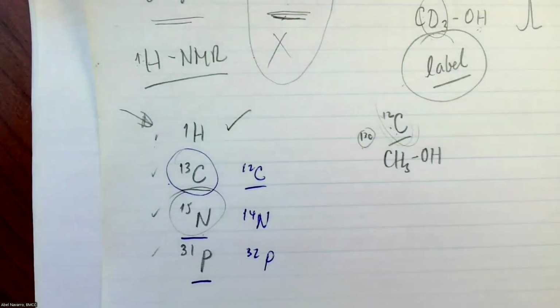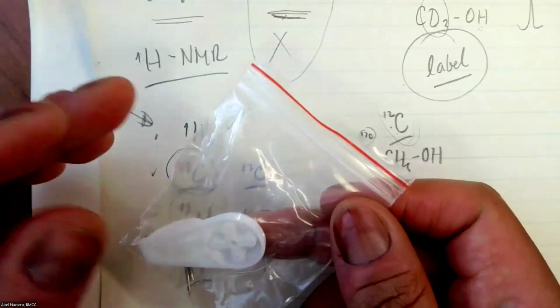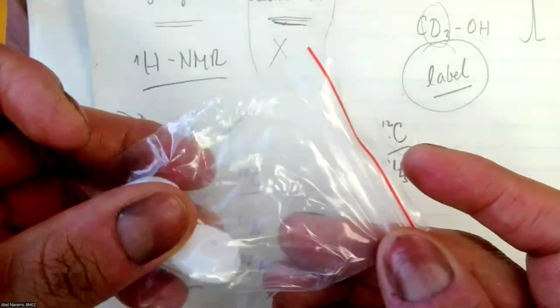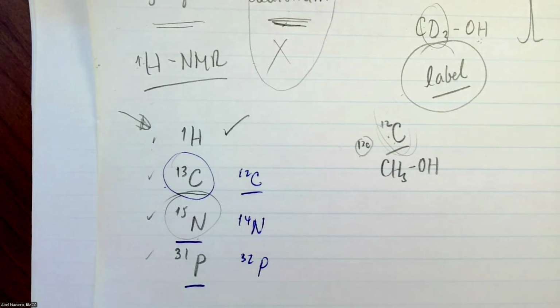Let's say I'm making something, like this piece of plastic. I want to study this plastic by NMR. I don't need to enrich it. Why? Because it's already made with 1H. So I can just put it directly in the machine, and the machine will tell me what is inside, or if it's pure, or what it is made of, whatever you want to do with 1H NMR.